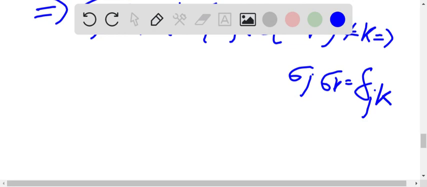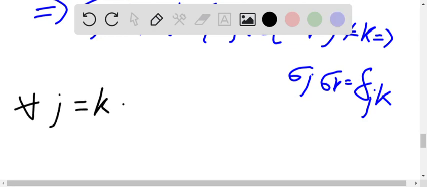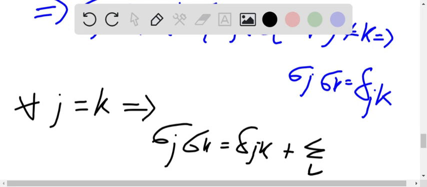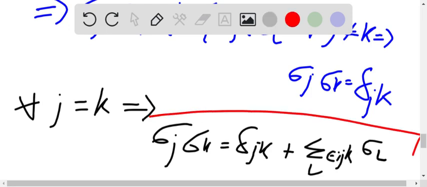So now for j equal to k, this would imply that sigma j times sigma k is equal to delta j k plus the summation over l of i epsilon j k l sigma l. So now this index can be equal to x, y, z or anything like that. So this is your solution.